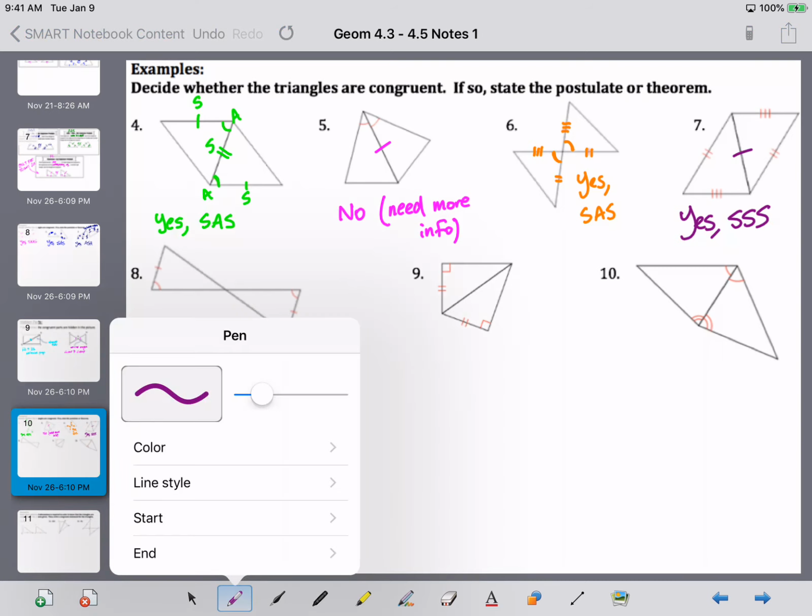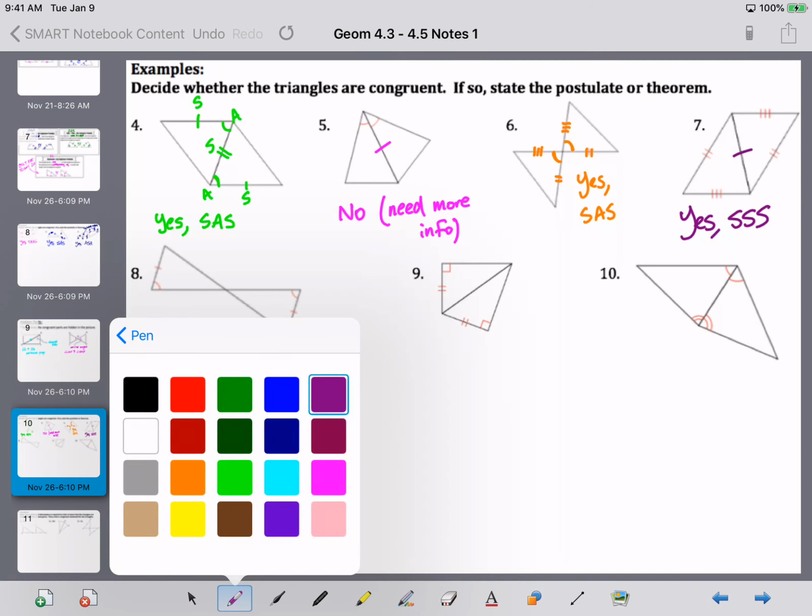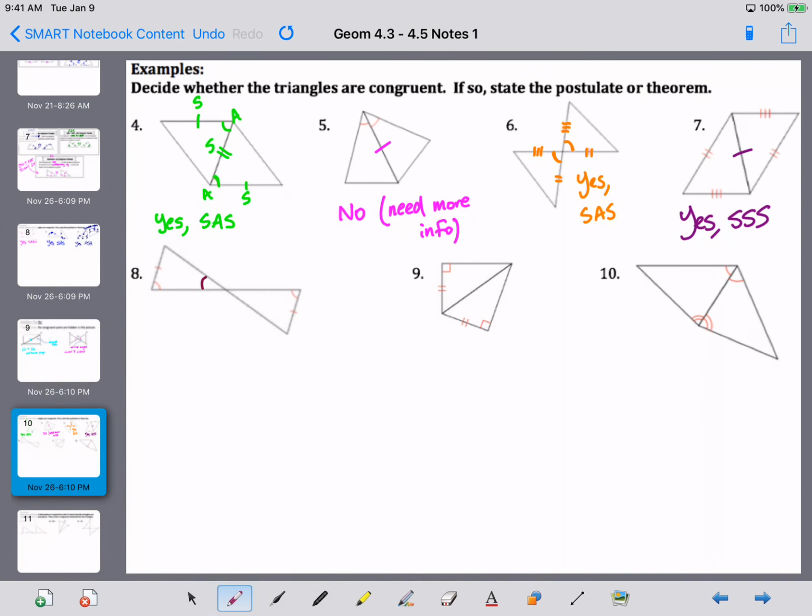Okay, let's look at our next example. Looks like we have a hidden angle here. These vertical angles are congruent to each other, kind of looks like a bow tie. And then this side and this side are not in between our two angles, so we would call this the non-included side. And if we have the angle and the non-included side, that is the angle side postulate. So we do have enough information there.